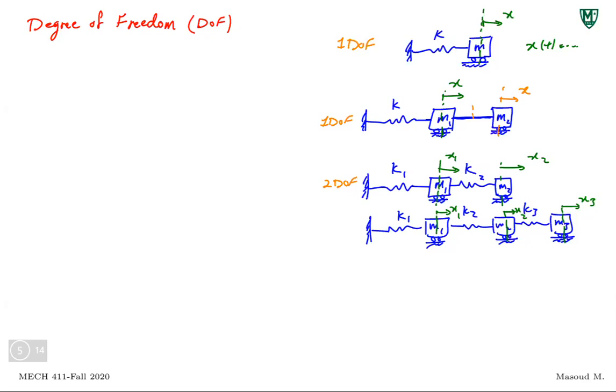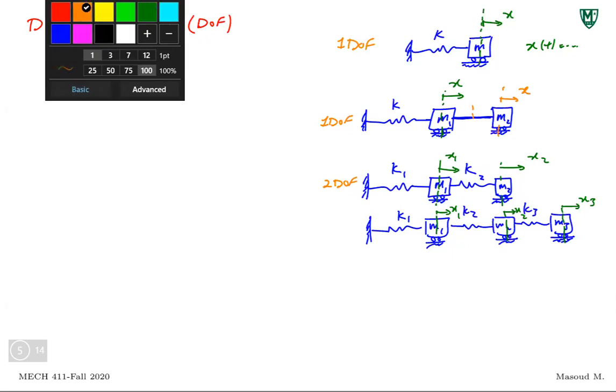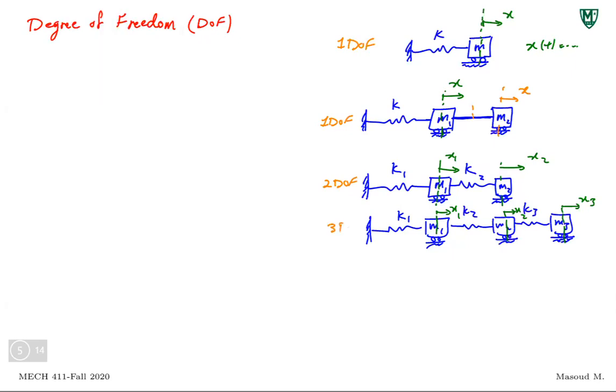Right? So I need to know the position of each of them separately to be able to fully describe the motion of this system. All these 3 are moving, but knowing the motion of one, I cannot say anything about the motion of the other 2. So this is 3 degrees of freedom. So let me give you the formal definition.